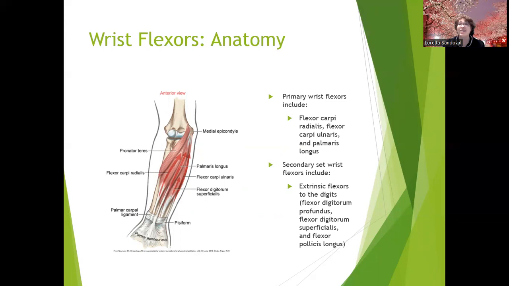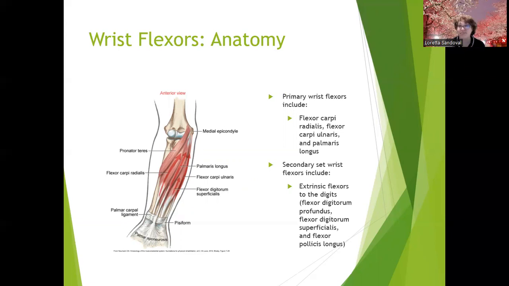And not everybody has a palmaris longus. We were actually comparing palmaris longi in the office the other day. Yeah, we have so much fun in our office. And one person had one in one wrist and not in the other. One person didn't have either, and I have both.